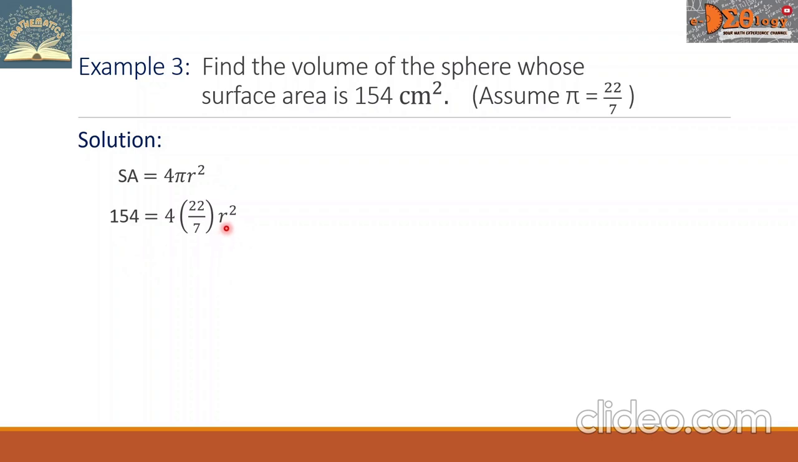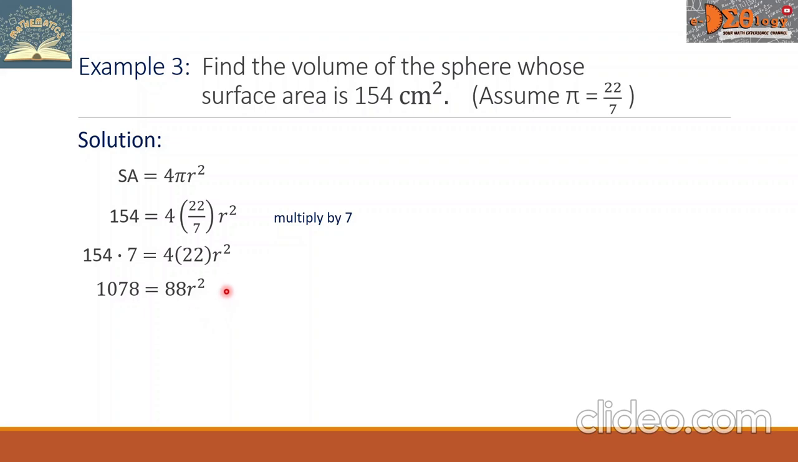In this equation, r is the only variable, so we can solve for that. First, we can simplify this fraction. Let us multiply the equation by this denominator, that's 7. So the number 7 comes to the left side. So it becomes like this. 154 times 7 equals 4 times 22 r square. Let us simplify the corresponding products. On the left side, we have 1078 equals 88 r square.